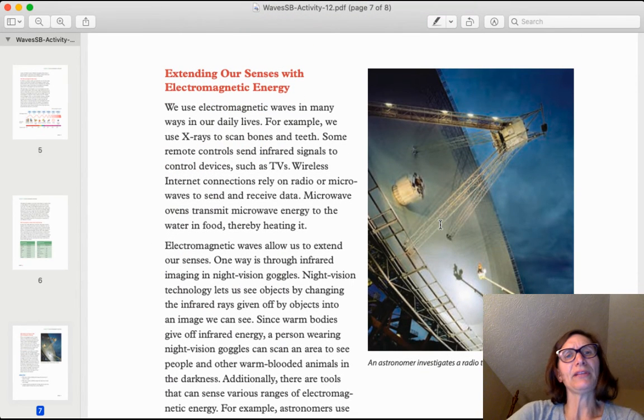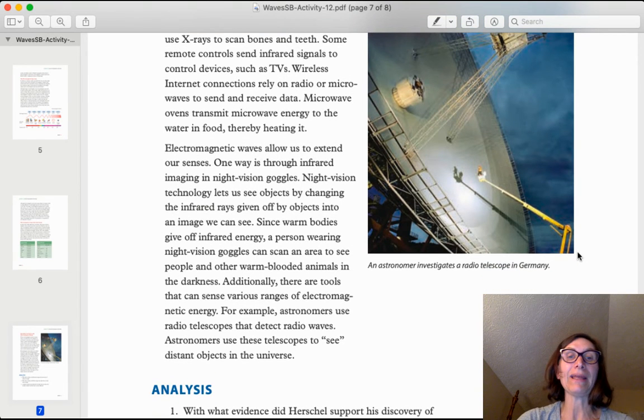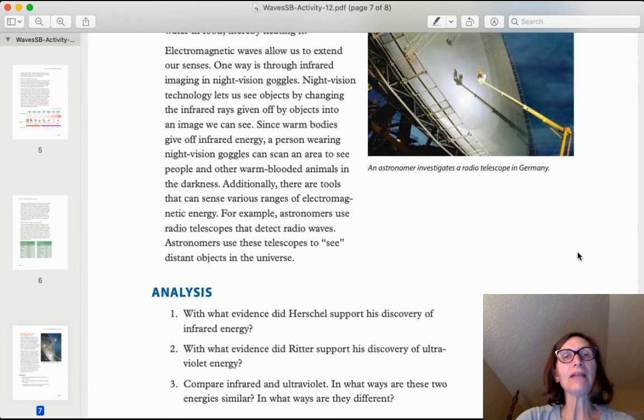Extending our senses with electromagnetic energy. We use electromagnetic waves in many ways in our daily lives. For example, we use X-rays to scan bones and teeth. Some remote controls send infrared signals to control devices such as TVs. Wireless internet connections rely on radio waves or microwaves to send and receive data. Microwave ovens transmit microwave energy to the water in food, thereby heating it. Electromagnetic waves allow us to extend our senses.